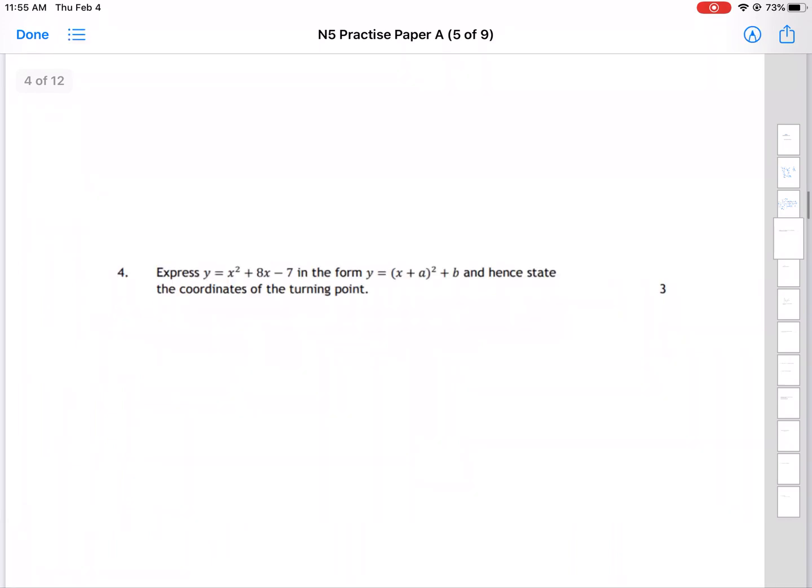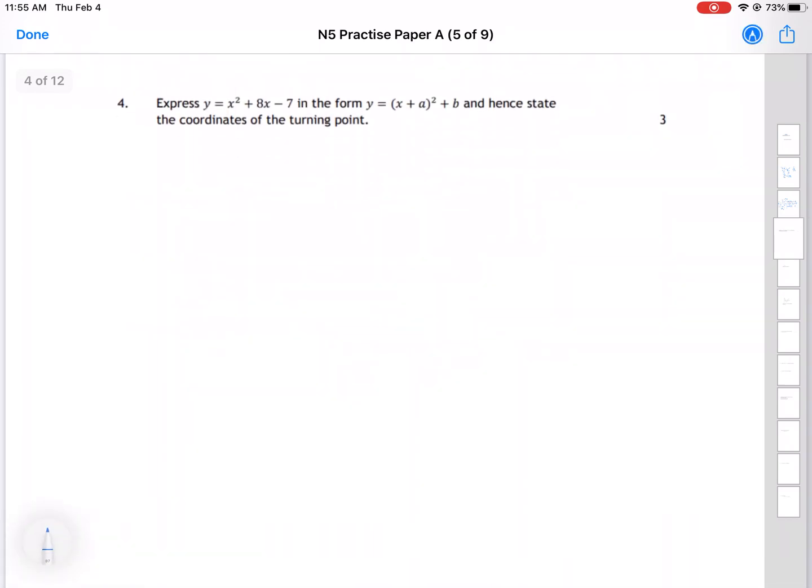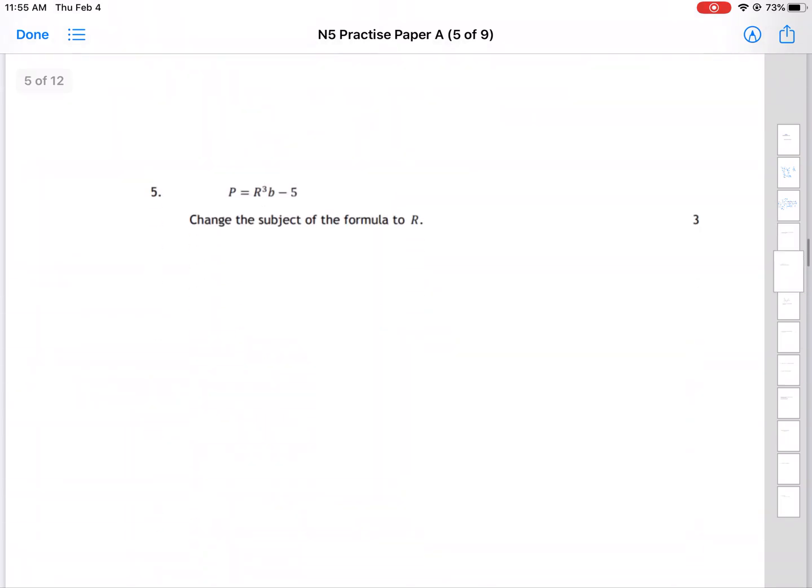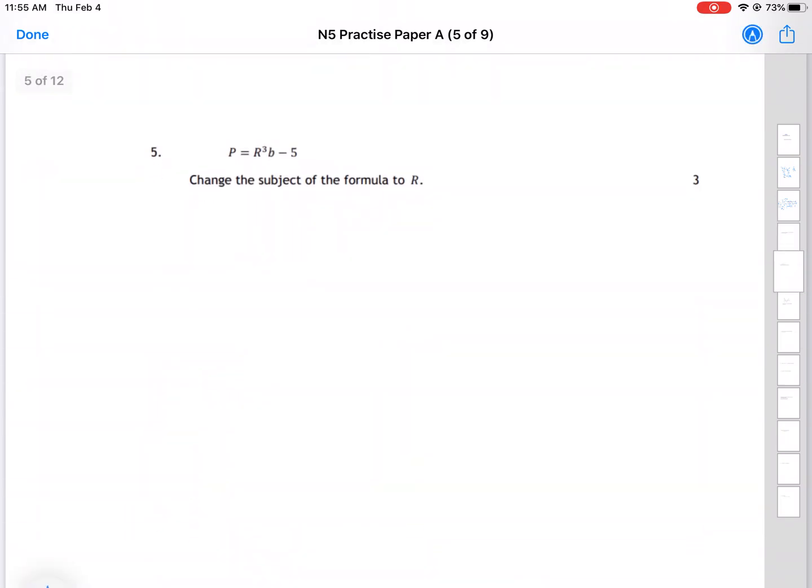Question 4, so I've missed question 3, we cannot do that one. Question 4 we can't do either, we'll skip past that one. Question 5 we can now do, however, because we have looked at this recently in Unit 4.